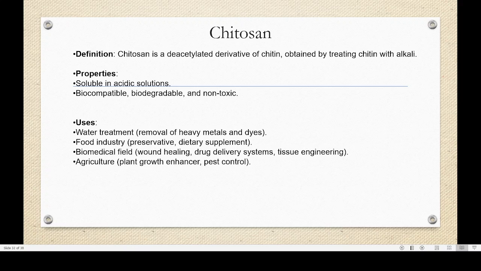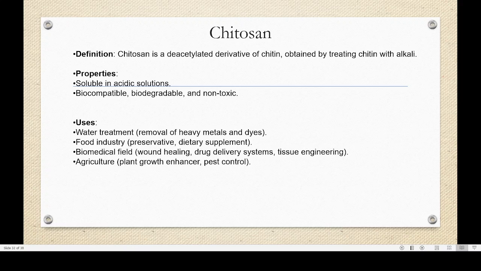Then the properties of chitosan are that it is soluble in acidic solution. That is one nature. Then it is biocompatible, biodegradable and non-toxic. So these are the reasons why it is used in many kinds of industry, like water treatment or removal of heavy metals and dyes, as a coloring agent. So that is one purpose of chitosan. Then in the food industry, it is used as a preservative. Then it is a supplement, a diet supplement in many food products. That is also another application.